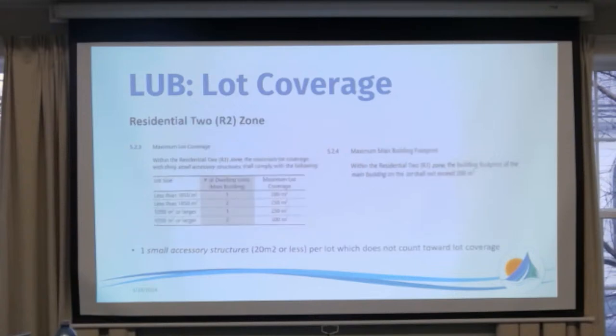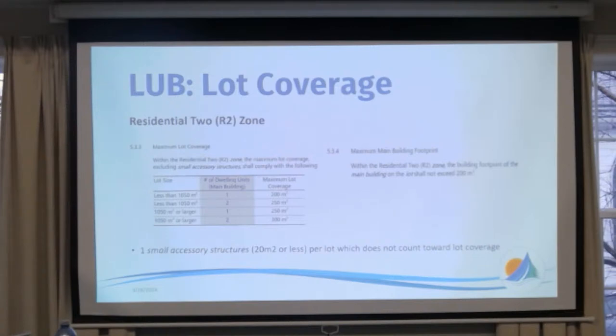So keeping on with lot coverage, switching to the residential two zone. This is the zone that currently is basically the area around us, what people might think of as the core. It's currently called the Central Village Residential Zone. Similar types of provisions here, although things work a little bit differently. So you see on the left here, this is the maximum lot coverage this time. It's not expressed as a percentage in this zone. It's expressed as meters squared or feet squared.